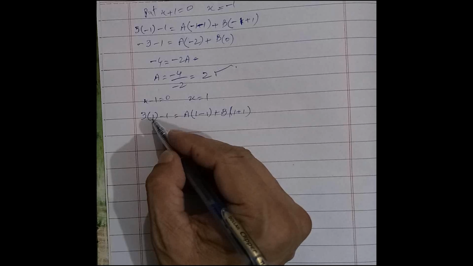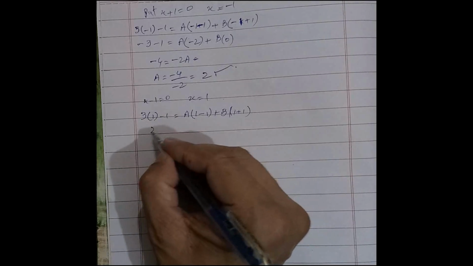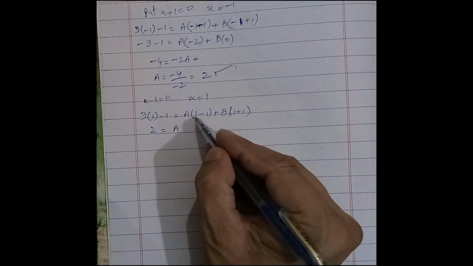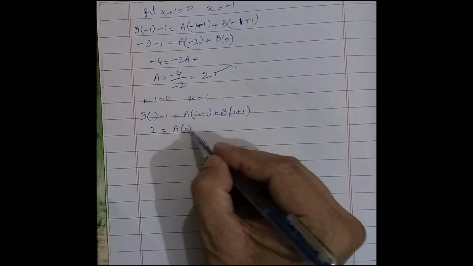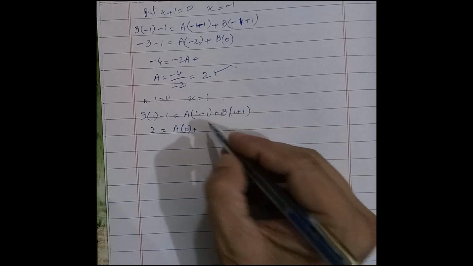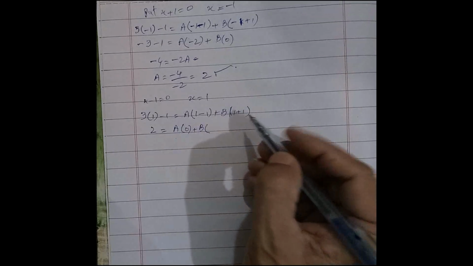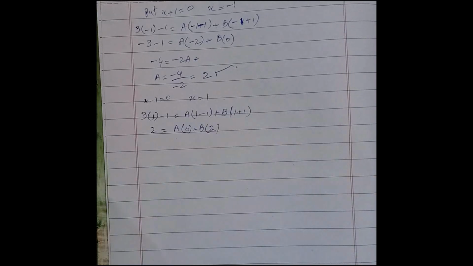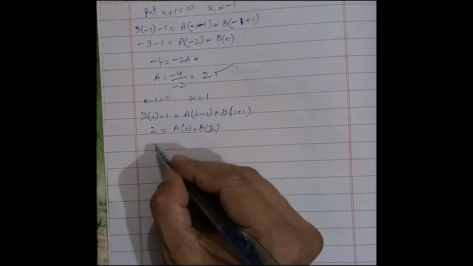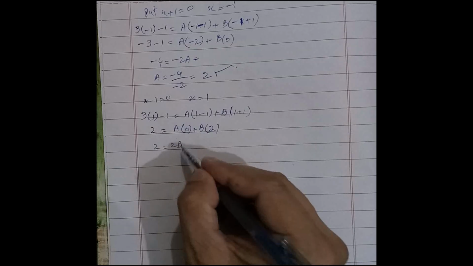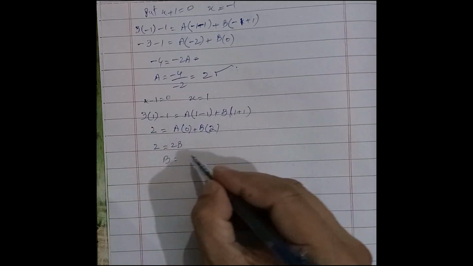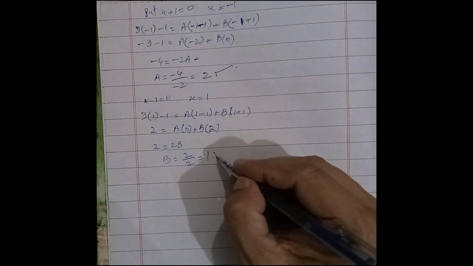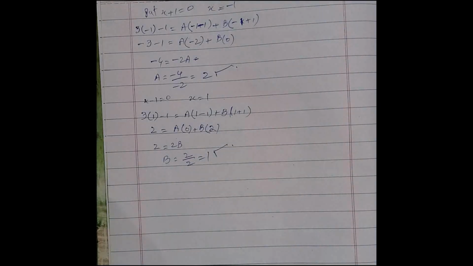Now simplify these values. 3 multiplied by 1 is equal to 3 minus 1 is equal to 2. We get a into 1 minus 1 is equal to 0 plus b, and in the bracket 1 plus 1 is equal to 2. Now we find the value of b. We get 2 is equal to 2b and b is equal to 2 over 2, which is equal to 1, and it is the value of b.